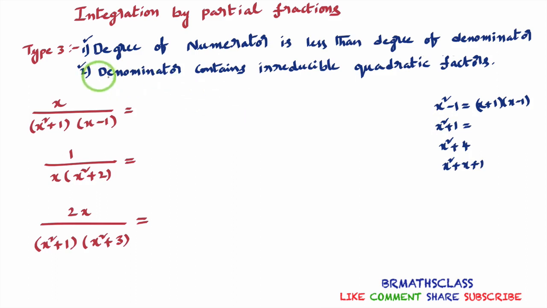What is this type here? Denominator contains irreducible quadratic factors. When the denominator contains irreducible quadratic factors, then how do we write these rational functions into partial fractions? That is all about type 3.